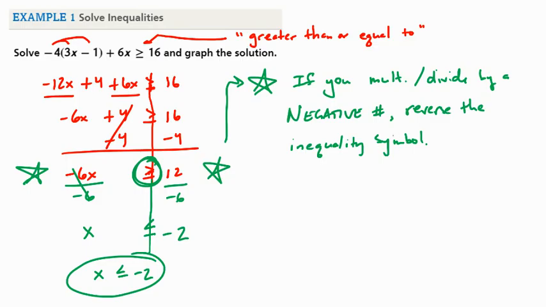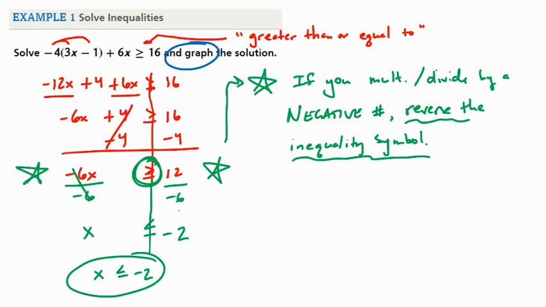Reverse the inequality symbol. All right? So make sure you do that. So now this is pronounced x is less than or equal to -2. So now we want to graph this, right? And I'll change colors again. I'll go to blue. And I'll put a little circle around the word graph up here.